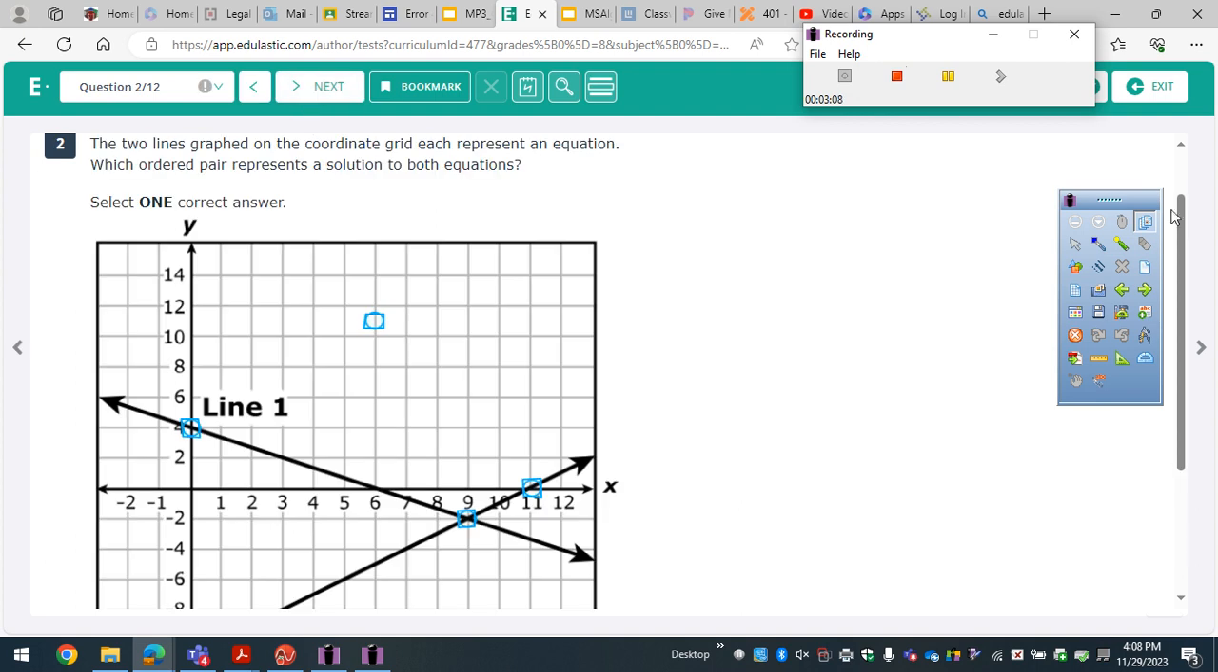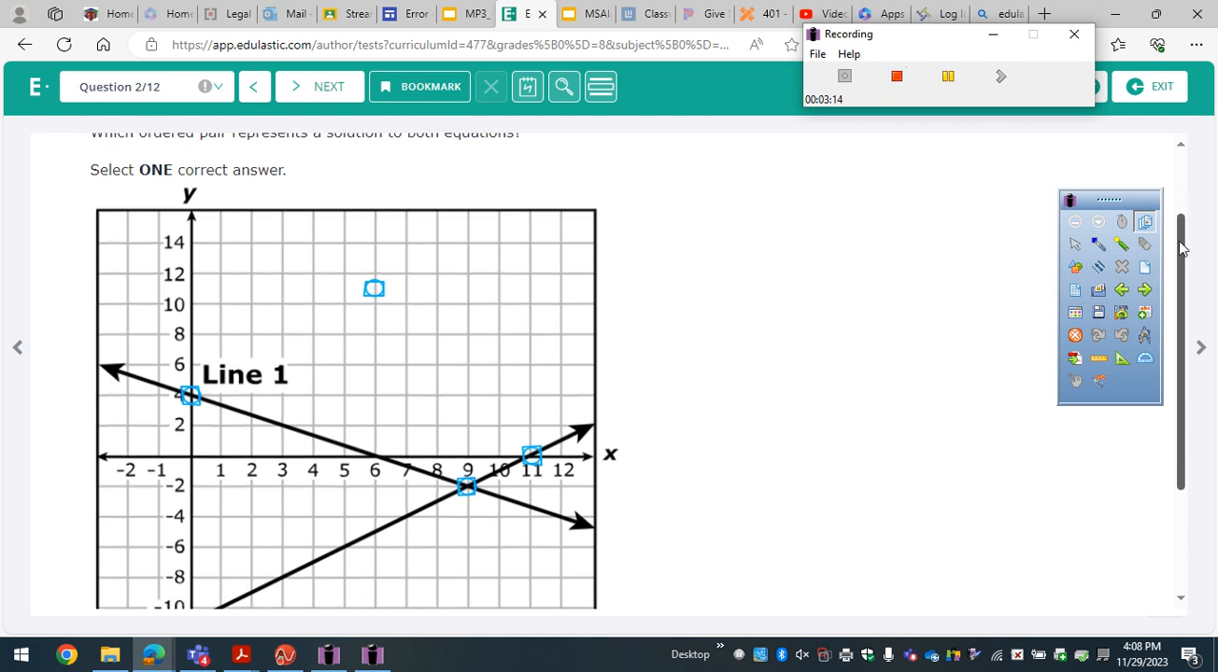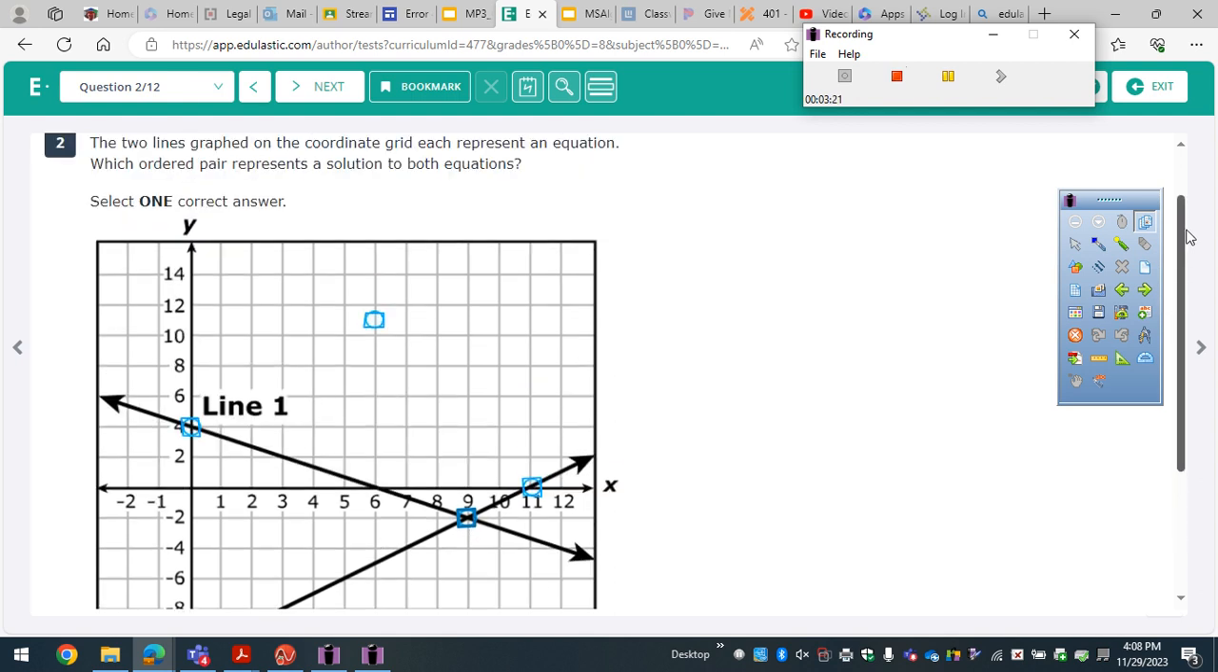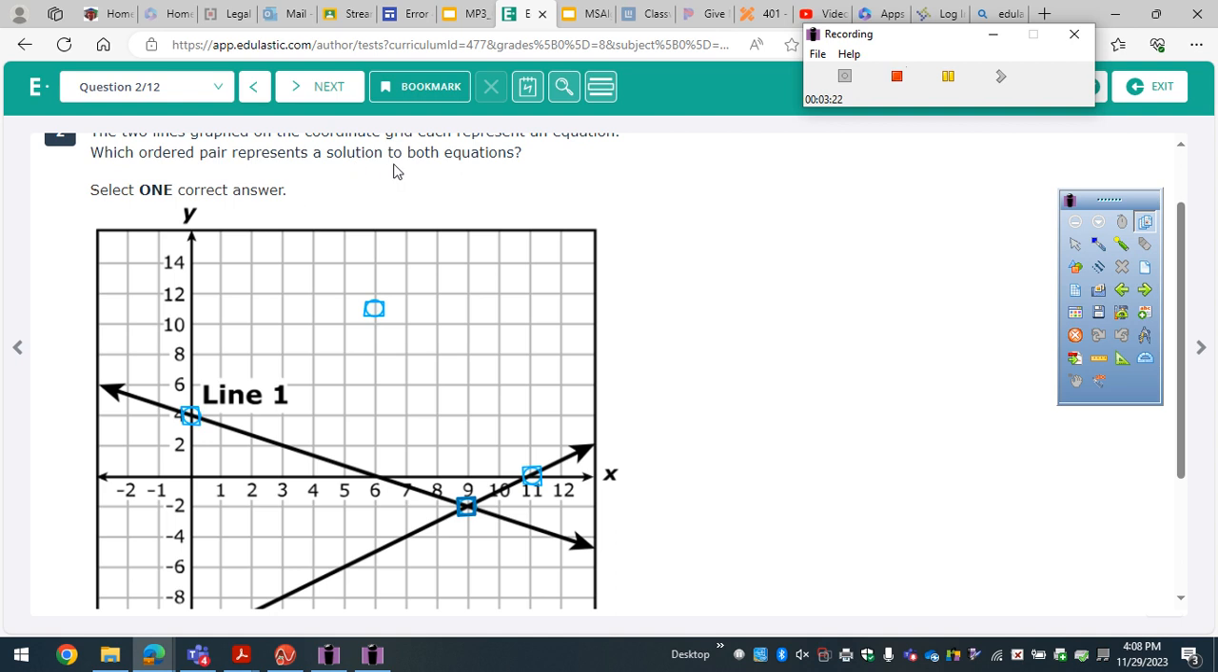And the next one, let's see. This one here is going to be, okay, which two? I'm not going to lie to you, once you see the 2 lines, this is your answer, without reading it. Okay, let me see. Which ordered pair represents a solution to both equations?